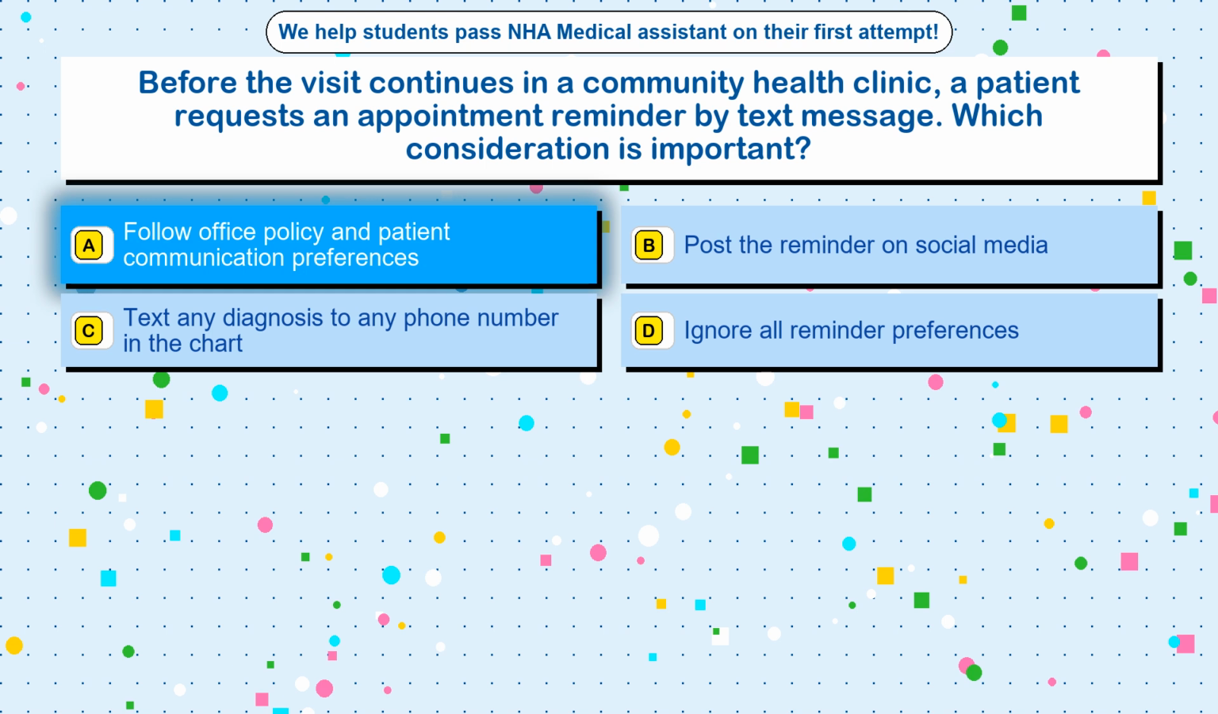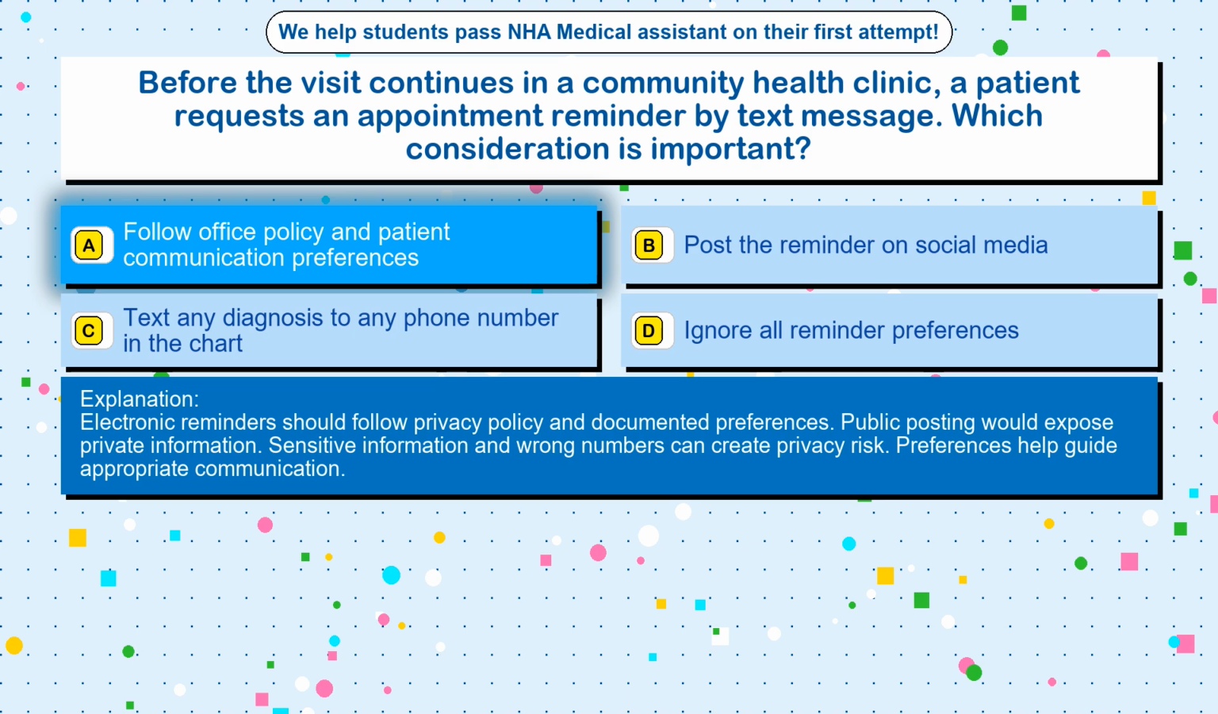The correct answer is option A. Follow office policy and patient communication preferences. Electronic reminders should follow privacy policy and documented preferences. Public posting would expose private information. Sensitive information and wrong numbers can create privacy risk. Preferences help guide appropriate communication.